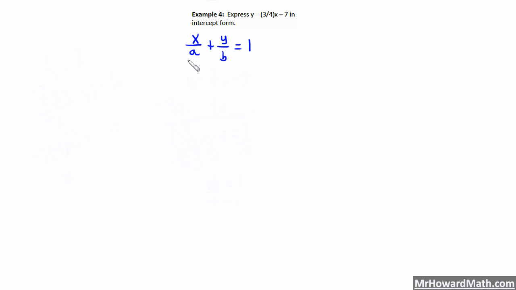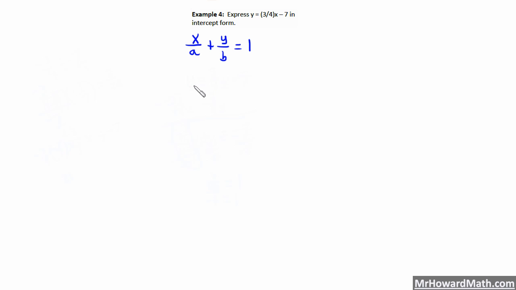Most students probably aren't as familiar with this form. It's not as widely used, but remember that the x and y would be variables in this case, and then the a is your x-intercept and the b is your y-intercept when you're done, and it's got to be set equal to 1 in order for this to be true.